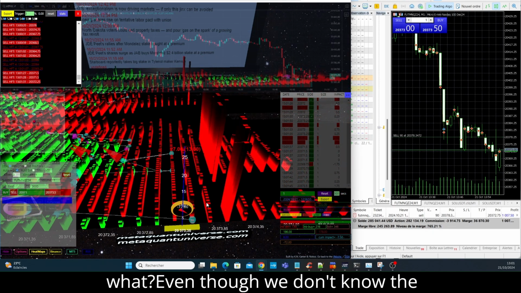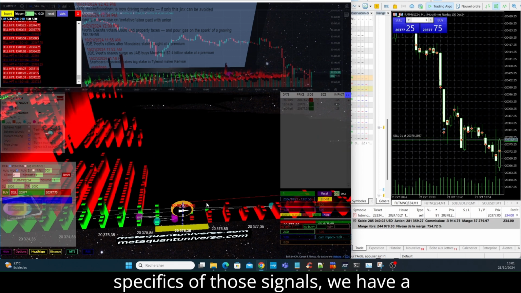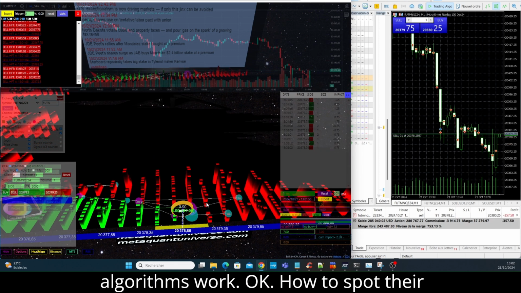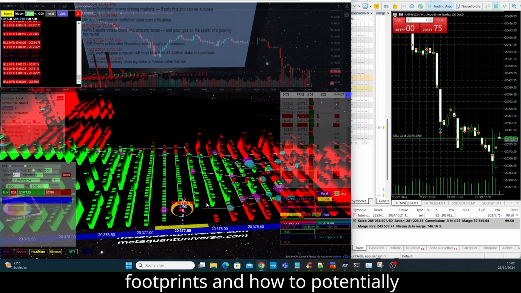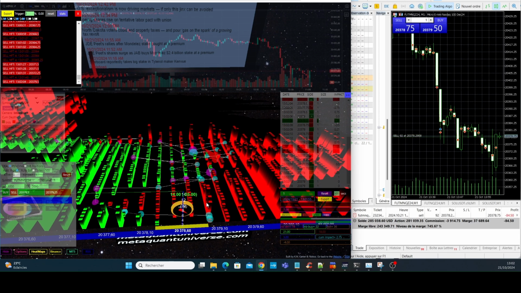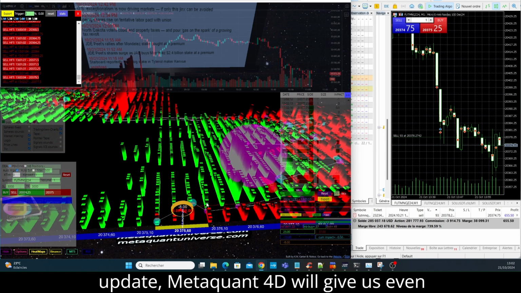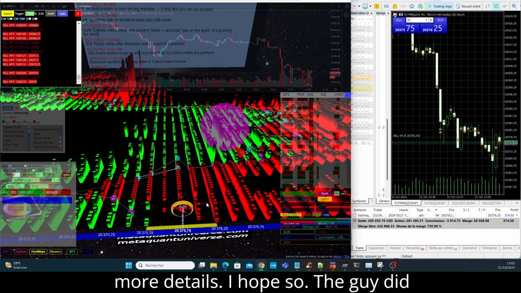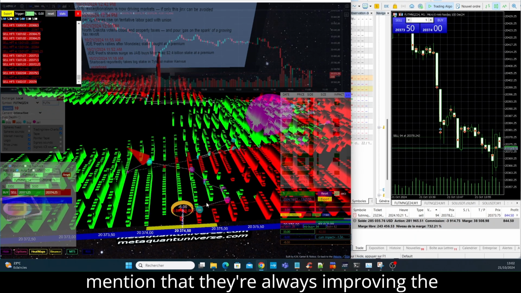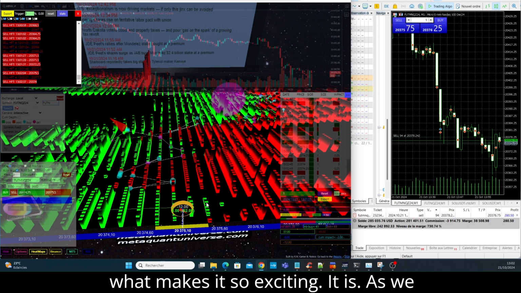It does, but you know what? Even though we don't know the specifics of those signals, we have a much deeper understanding now of how algorithms work, how to spot their footprints, and how to potentially outmaneuver them. So we have the tools, even if we don't have all the answers. Maybe in a future update, MetaQuant 4D will give us even more details. I hope so. The guide did mention that they're always improving the platform. It's not a static tool. It's constantly evolving. That is what makes it so exciting.